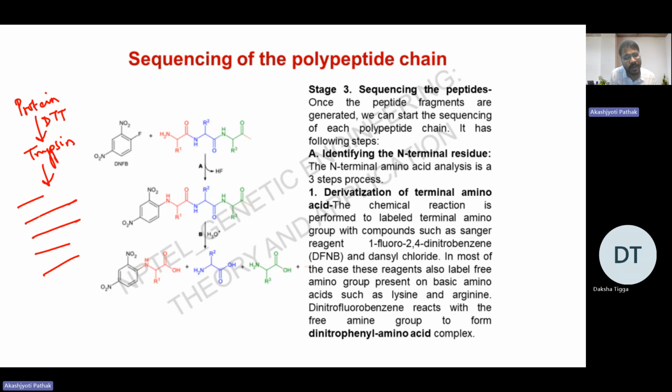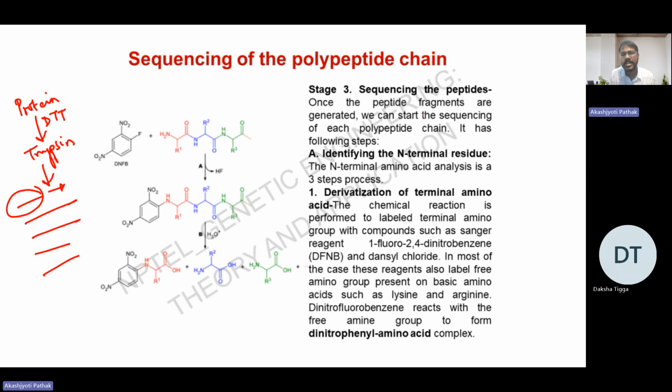Now each of these peptide fragments, you can get the sequence of each of them by doing an Edman degradation. So this peptide fragment that you have, you treat it with DNFB, and after several cycles, you will get to know the sequence of this peptide fragment. You have the second peptide fragment, you again treat it with DNFB, and you get the sequence of this second fragment, and one by one, you can get the sequence of each of these peptide fragments. And then you can align these sequences and get the sequence of your entire protein. So that is what has been shown in this figure as well.